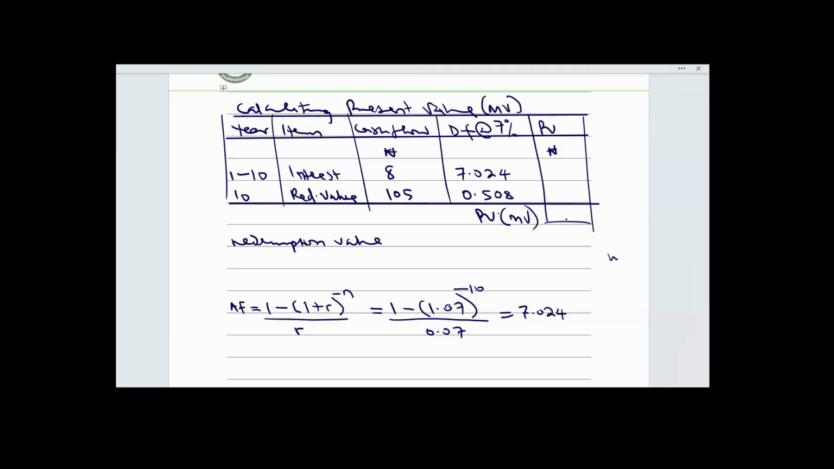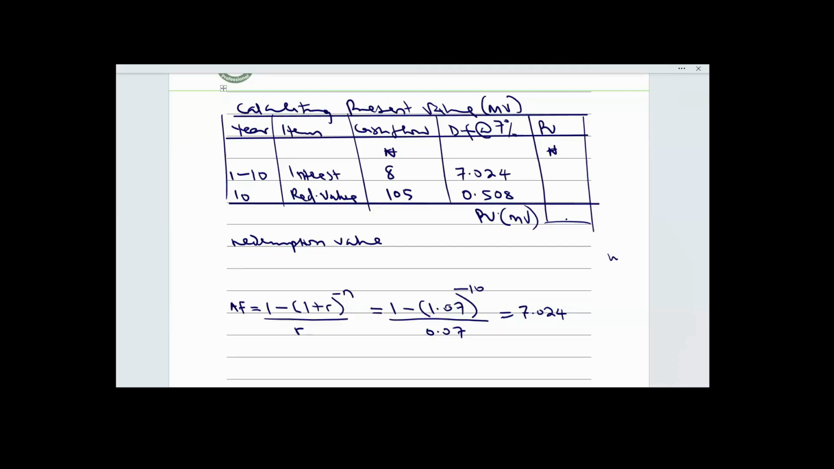I hope you understand. I repeat again. According to the question, you are told that this debenture will be redeemed at a premium of 5%. The par value is 100 naira. We are given a premium of 5% over 100 naira. So 5% over 100 will give us 105. That's the 105 you are having here.